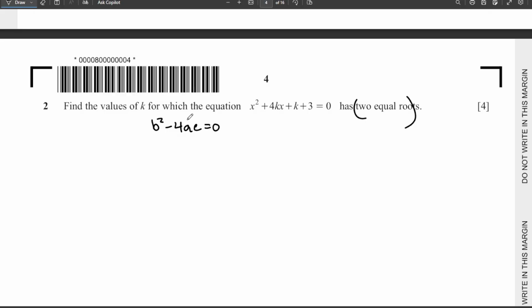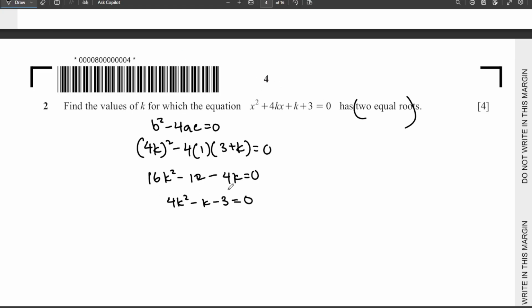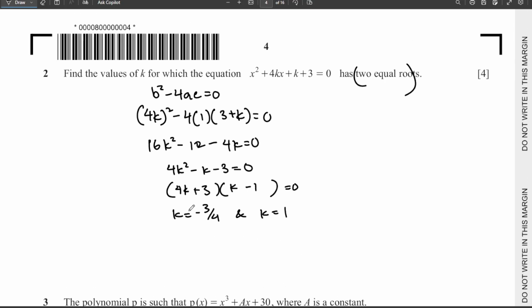Okay, so in this situation our b is 4k. So b squared minus 4, a is 1, c is 3 plus k. This is the constant term where there is no x. Okay, in the end you should have a quadratic in terms of k, and you should be able to factorize this. After you factorize, you should be able to get two answers. k is -3 over 4 and k is 1.